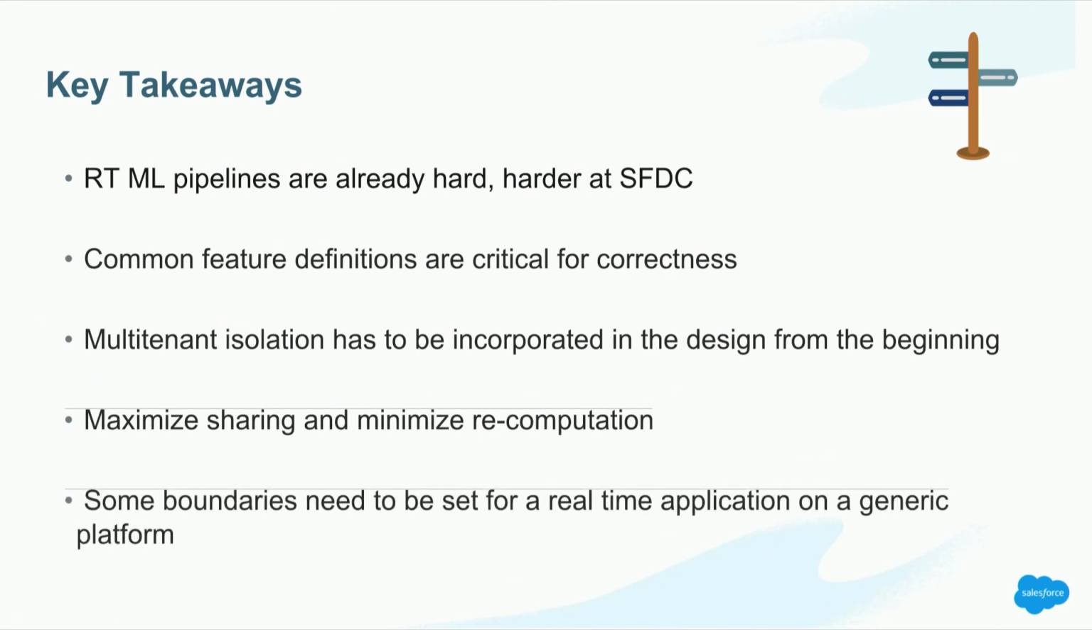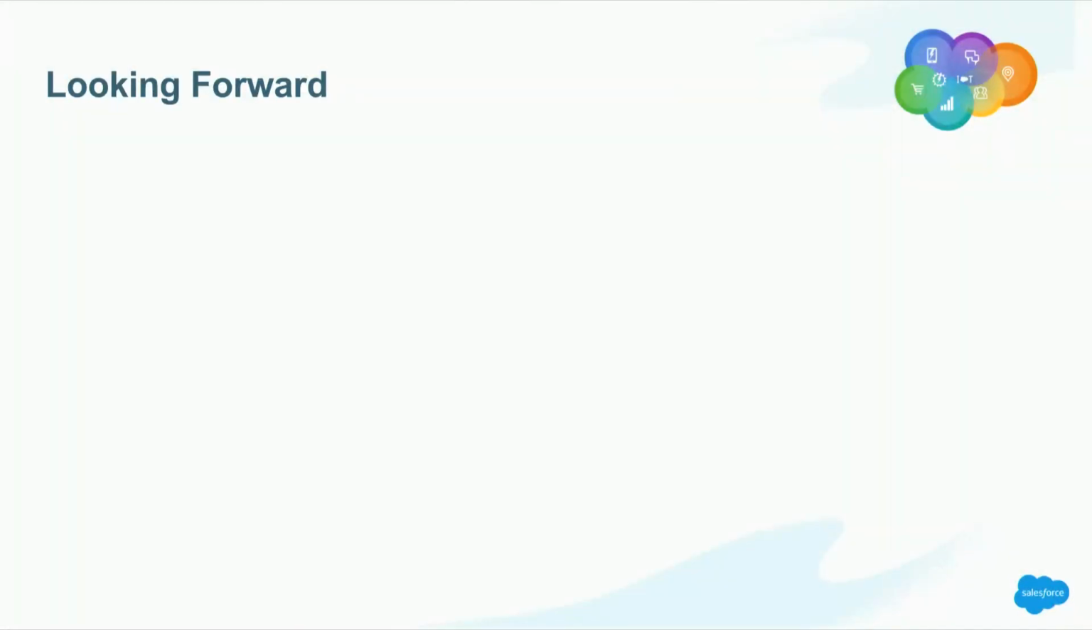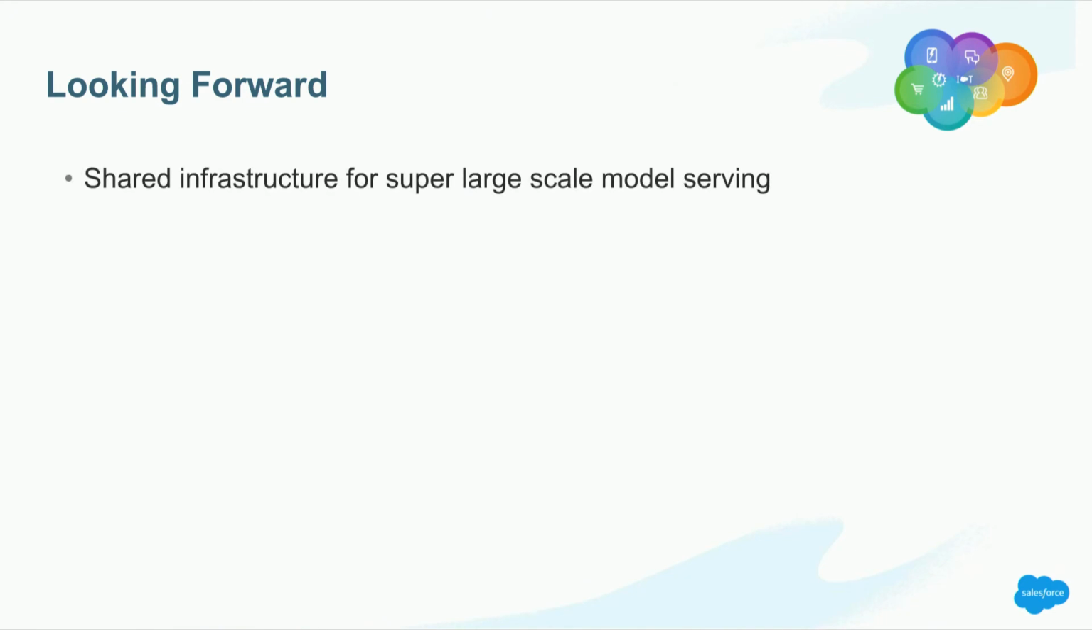We found that some boundaries, like the aggregation patterns we allow, have to be set for a real-time application on a generic platform. If you allow client applications to perform arbitrary aggregations, it would be very difficult, if not impossible, to at the same time guarantee the real-time latency performance. So, of course, these are only the things that we have already done and we are currently doing. There are a lot of very interesting and challenging problems on the horizon.